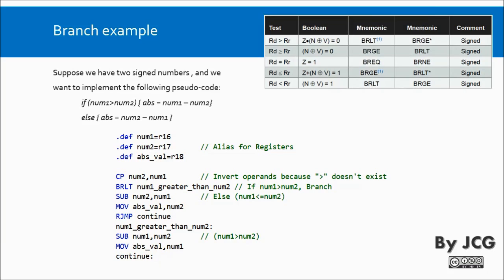And now we have the whole code. If we have number 1 being greater than number 2, then we're going to perform this instruction. Then we're going to move number 1 to the absolute value. And of course, then we're going to continue with the whole program.